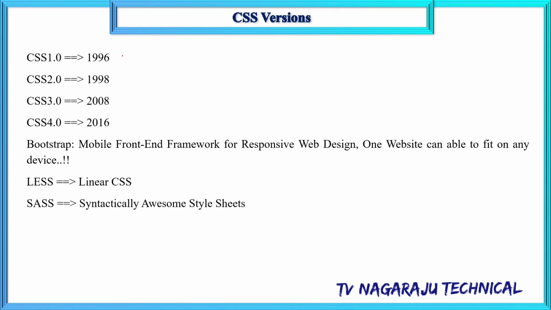Now, these are the different versions of CSS. The first version was invented in the year 1996, followed by version 2.0, 3.0, 4.0. Now it is going on, followed by Bootstrap, LESS, SASS. So different versions are there. Anyway, we are using the latest version.